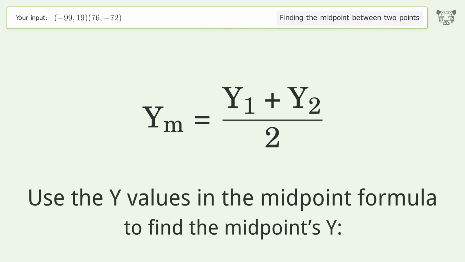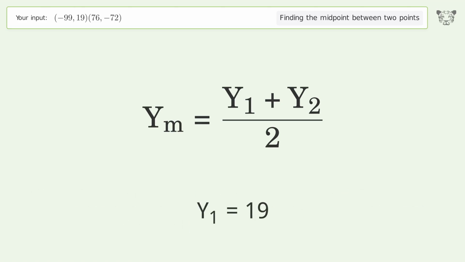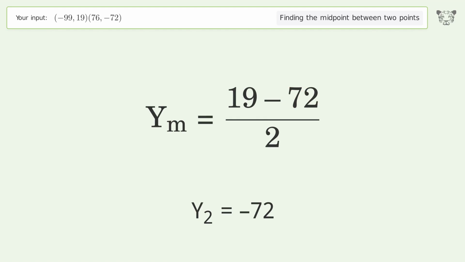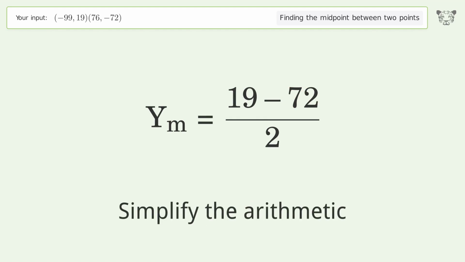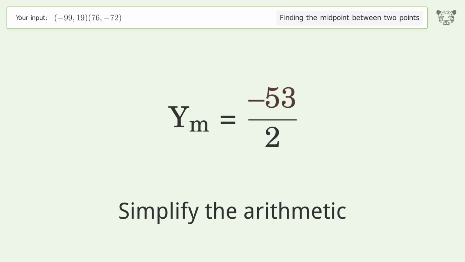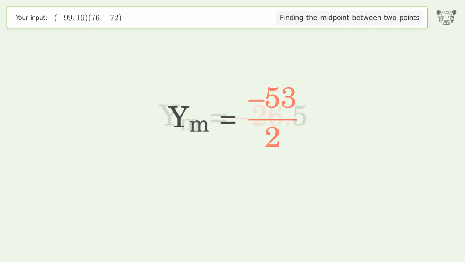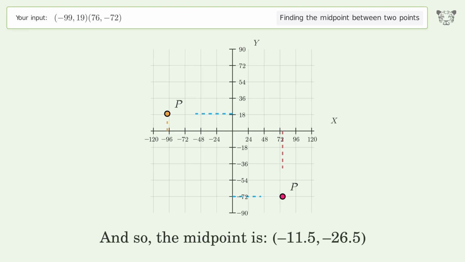Use the y values in the midpoint formula to find the midpoints y. y1 equals 19. y2 equals negative 72. Simplify the arithmetic. And so, the midpoint is, negative 11.5, negative 26.5.